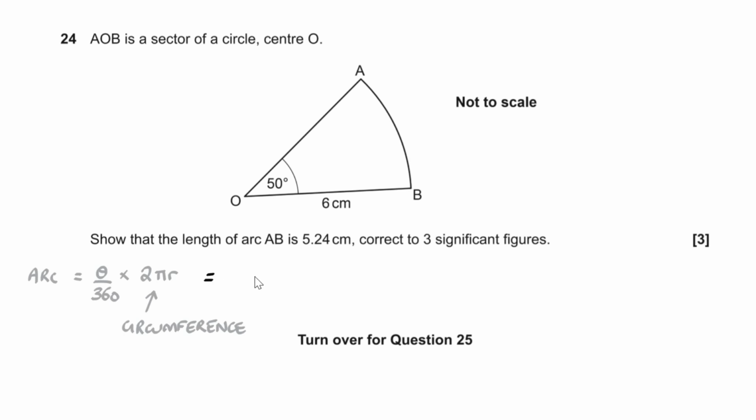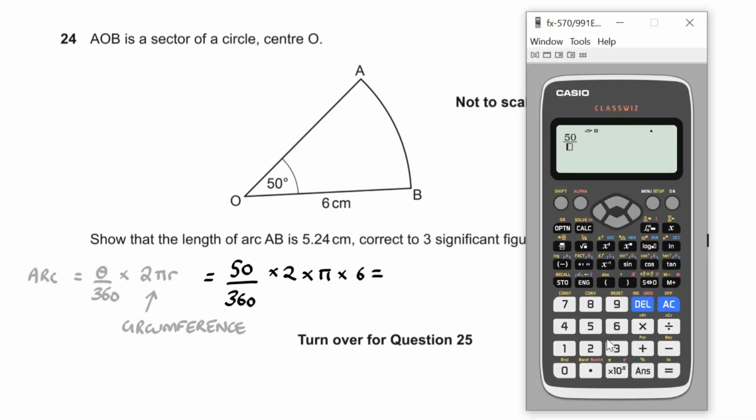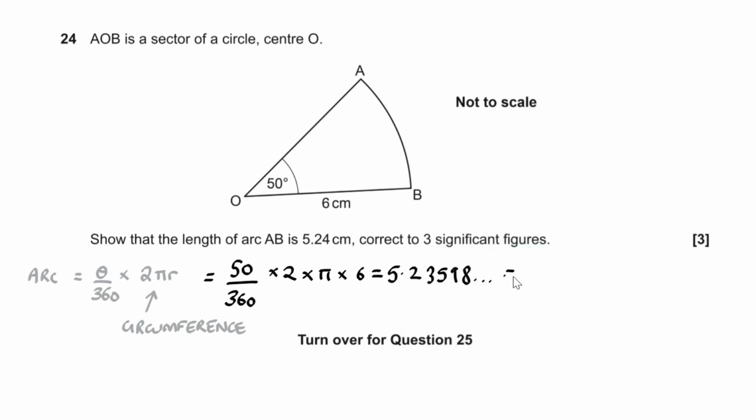So if we work this out, we have 50 over 360 times 2 times pi times 6. It turns out here we get 5.23598, etc. And if we round this to 3 significant figures, indeed we get 5.24 centimeters given to 3 significant figures.